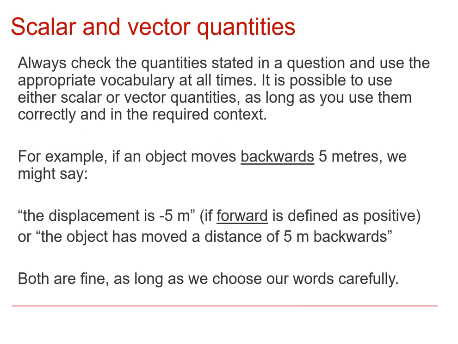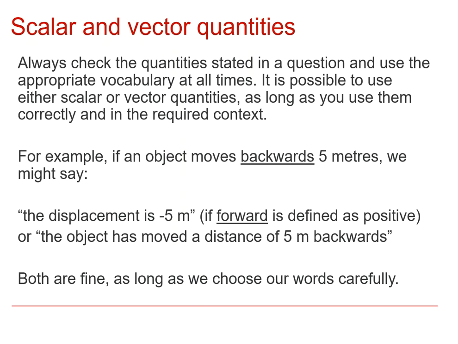So you need to make sure all the time when you're dealing with a mechanical problem or a question that you're aware of the quantities that are stated and that you're using the appropriate vocabulary when you're talking about these. You've often got some choice that you could describe the same thing using vector quantities or scalar quantities as long as you're clear in what you're saying. So for example, if we've got an object that's moving backwards in some sense by 5 meters, so we've defined a forward direction and we find that something's moved backwards, we might say that the displacement was minus 5 meters.